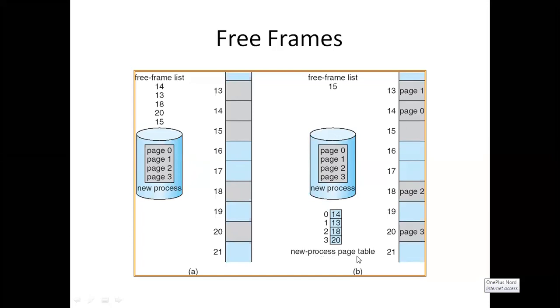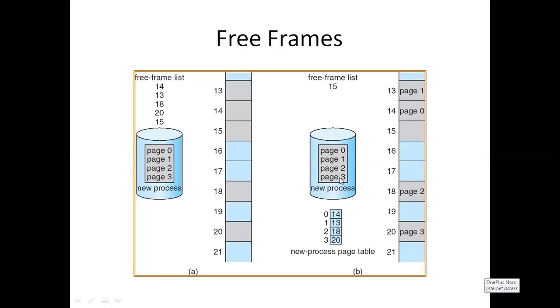This is the new process page table. This process name is new process. New process consists of 4 pages. Page 0 is available in frame 14. Observe here. And then page 1 is available in frame 13. And next page 2 is available in frame 18. Page 3 is available in frame 20.